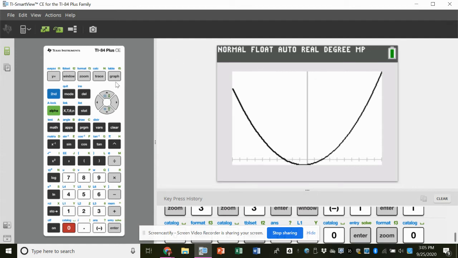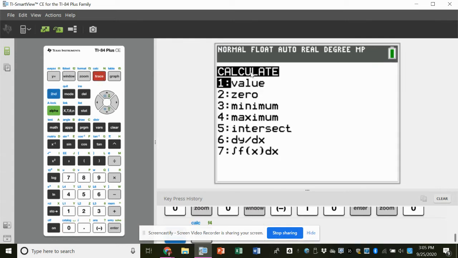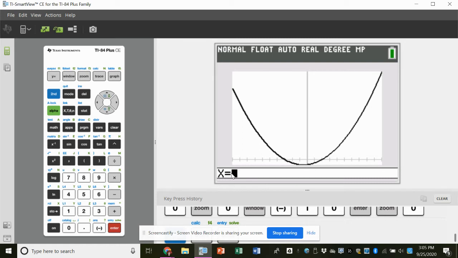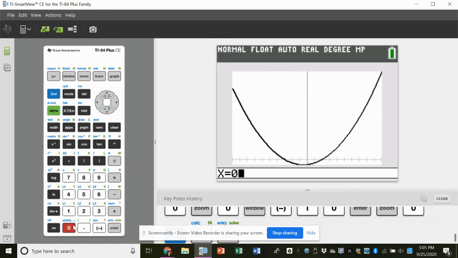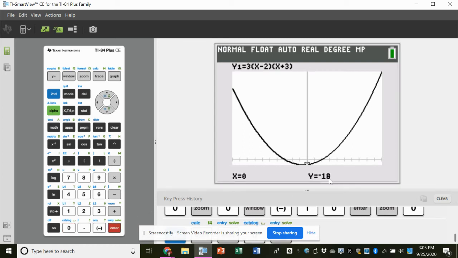The next thing that we can do is look at our trace here. So if we go to second trace, it gives us a couple of options. Value is saying what is the output if we tell the calculator what the input is. So for example, if I wanted to know the y-intercept, I could click on 1 for value. On the y-intercept, x is always 0, so I can type in 0, and it will tell me that my output is -18. So that tells me that my y-intercept is (0, -18).